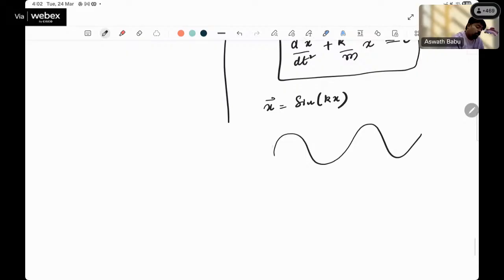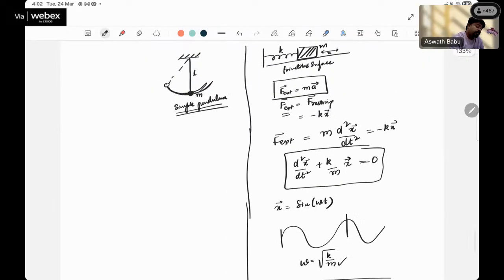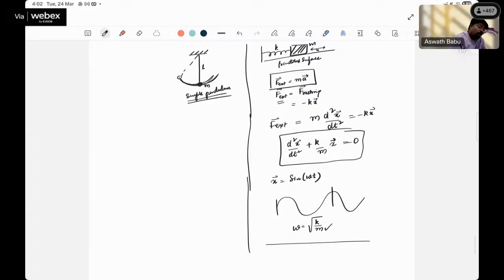So with what frequency do they oscillate? Omega is the square root of k by m. Whatever the spring constant is, that will dictate with what frequency it should oscillate. Even the mass also dictates. This is how you are going to understand how the spring constant system is going to oscillate. Similarly, you can also calculate how a pendulum is going to oscillate.